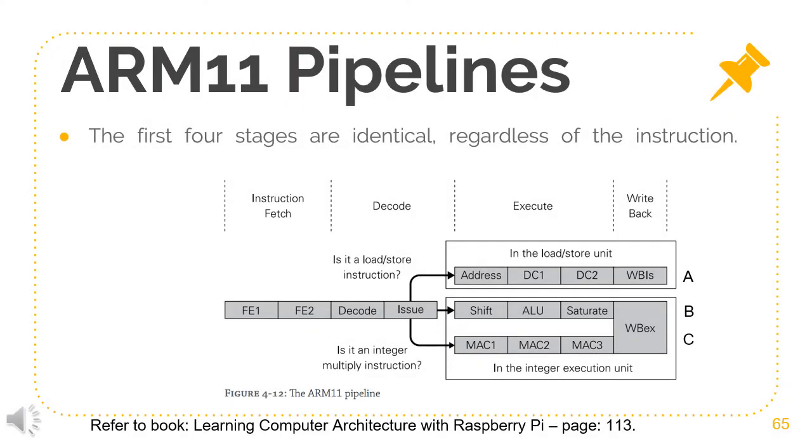The first 4 stages are identical, regardless of the instruction. However, when the instruction is issued, the decode logic chooses one of the 3 possible paths. Each category of instructions has its own pipeline path. Integer execution path, for most instructions that execute integer operations. Multiply accumulate path, for integer multiply instructions. Load/store path, for load and store instructions.